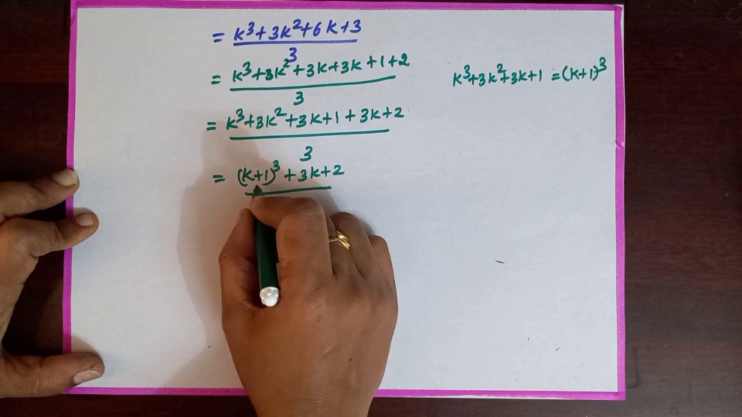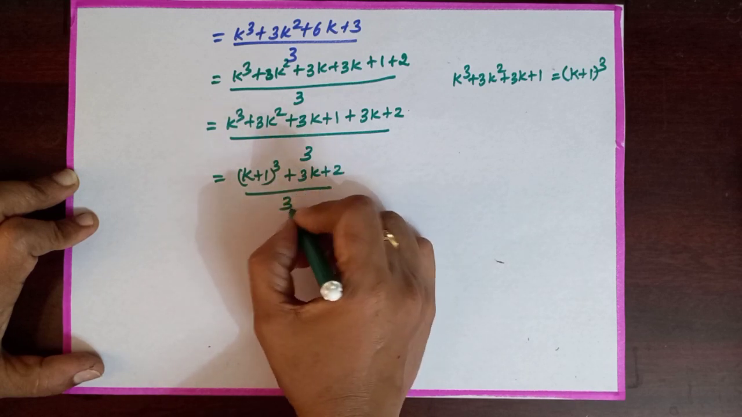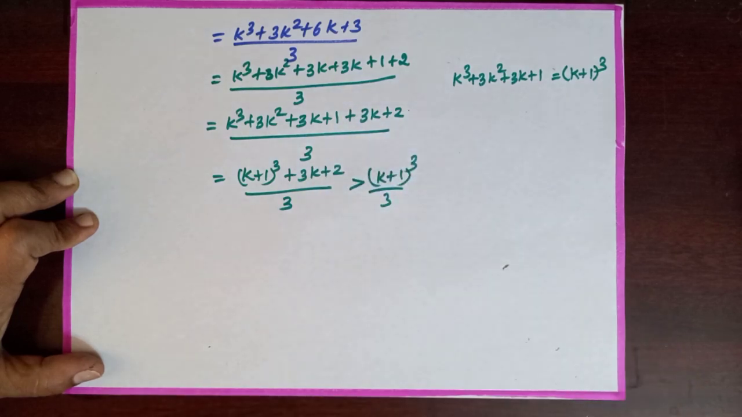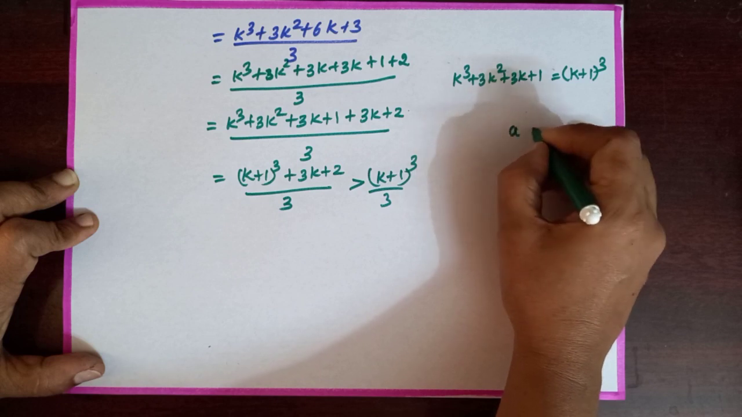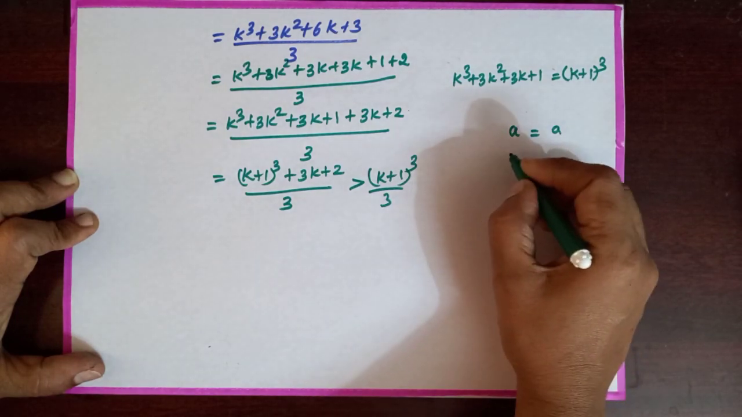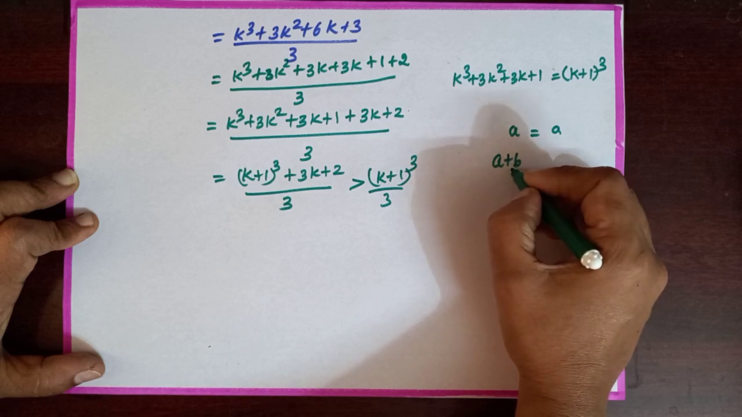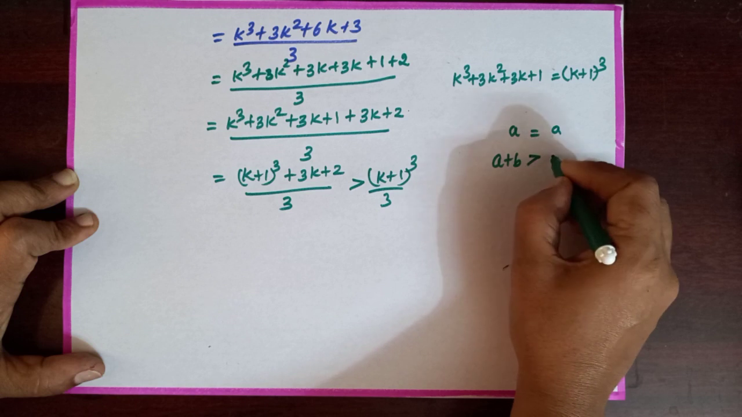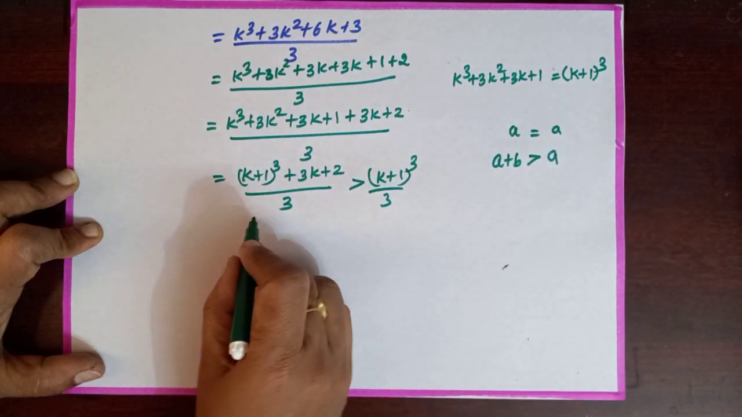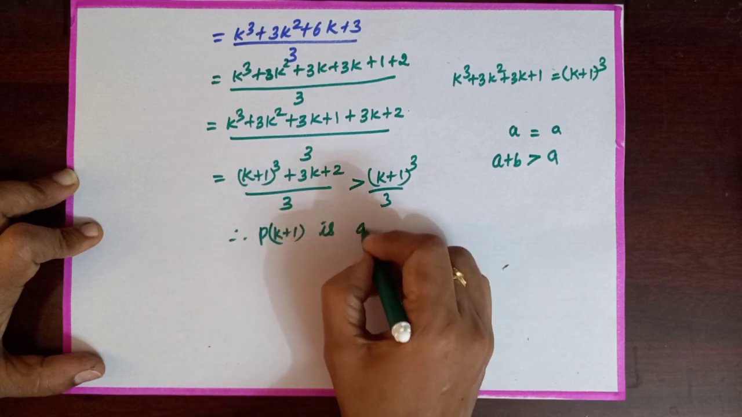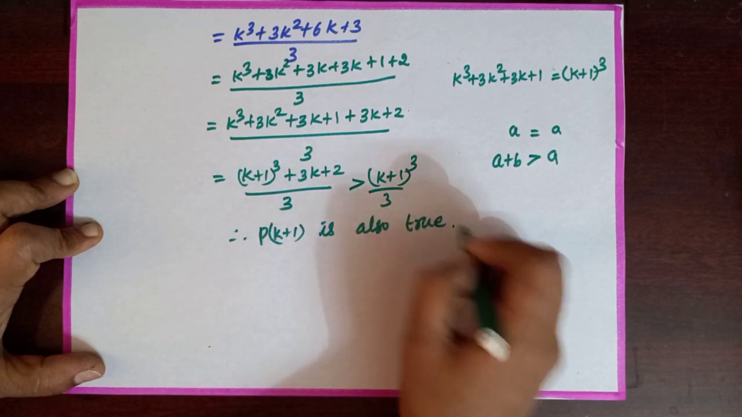Now I can say (k plus 1) the whole cube plus 3k plus 2 by 3 is greater than (k plus 1) the whole cube by 3, by using the concept. Consider a as the left hand side and the right hand side also a. Now they are equal. Now I am going to add one term to the left hand side, that is a plus b. Now I have added one term in the left hand side. So definitely it is greater than the second term. Therefore a plus b is greater than a. So the same concept I have applied here. Therefore P of k plus 1 is also true.